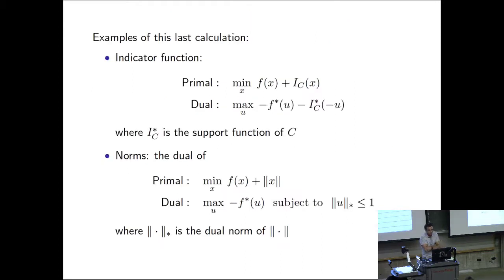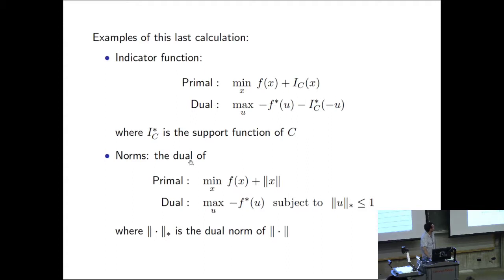So some important examples other than the lasso example, which actually is encompassed by this one. If I were to look at a constrained primal problem, I can write that as f of x plus the indicator function of C at x. And the dual is exactly minus f star of u minus the support function of C at minus u, because that's the conjugate of this function.